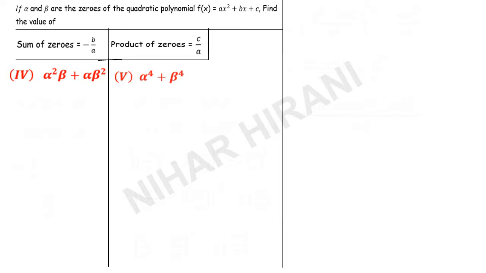I will solve all 8 questions. This question is from R.D. Sharma. So alpha and beta are the zeros of the quadratic polynomial ax squared plus bx plus c. Find the value of. So here we already know based on theory that sum of zeros is minus b upon a, product of zeros is c upon a.